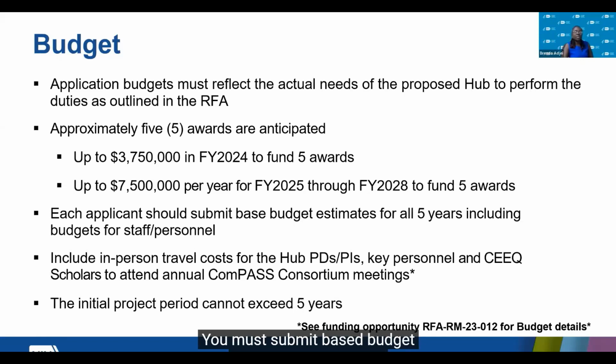You must submit base budget estimates for all years, including budgets for staff or personnel, including the MEP, biostatistical, or other scientific support. Budgets must also include in-person travel costs for the Hub program directors, PIs, key personnel, and SEEK scholars to attend annual ComPASS consortium meetings. Please see the funding opportunity for additional budget details. Lastly, your initial project period should not exceed 5 years.